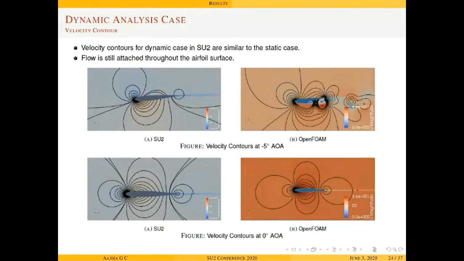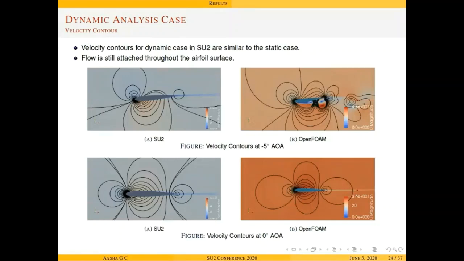Coming to the velocity contour, in the case of SU2, it is observed that the velocity contours are similar to those observed for the static cases. This is in accordance with the quasi-steady nature of the flow. The flow is observed to be attached throughout the airfoil surface, and no indication of boundary layer turbulence or vortices being formed is observed in the case of SU2.